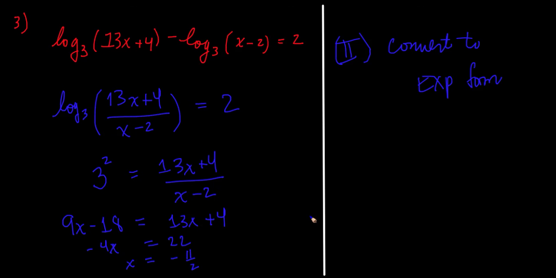And once again, we have to check our extraneous answers. In this case, negative 11 over 2 is an extraneous answer, because substituting in here, we would end up with a non-real answer. So this is extraneous, and there are no real solutions to this problem. But I hope you get the process here, even if our final answer is extraneous.